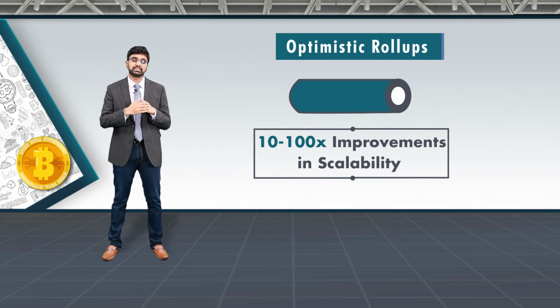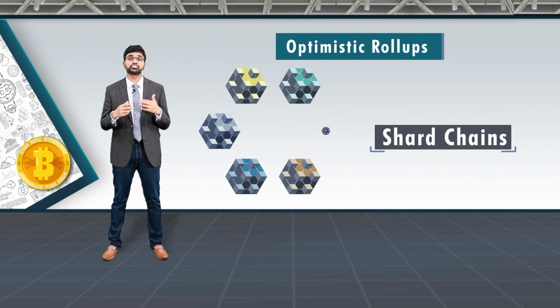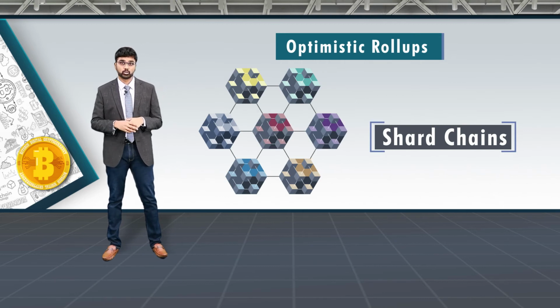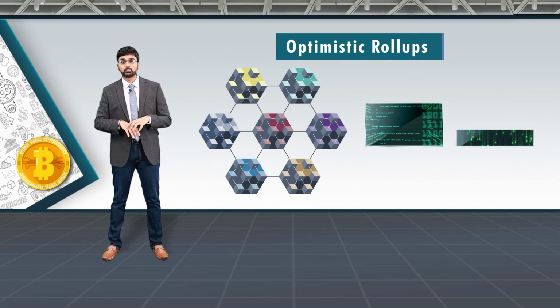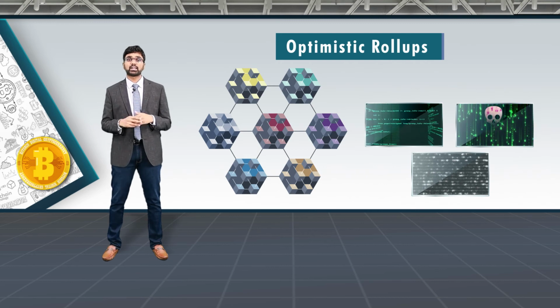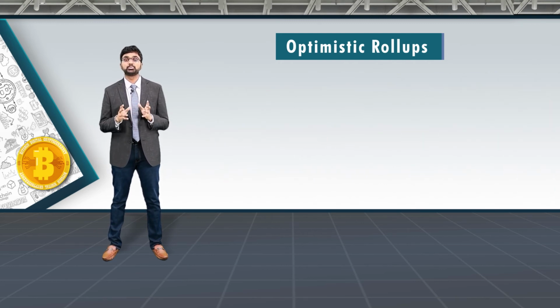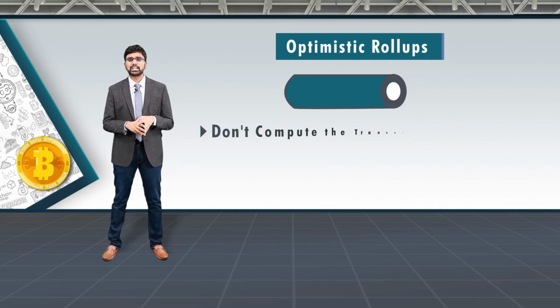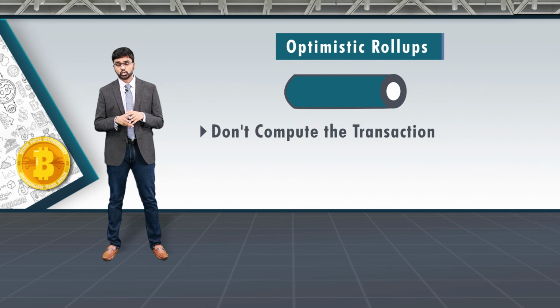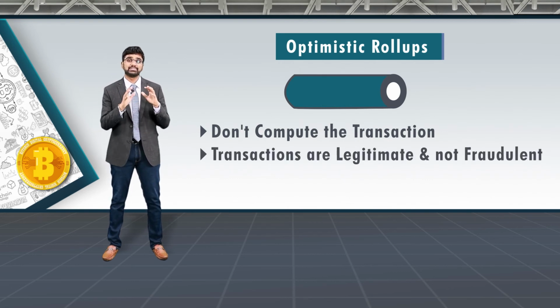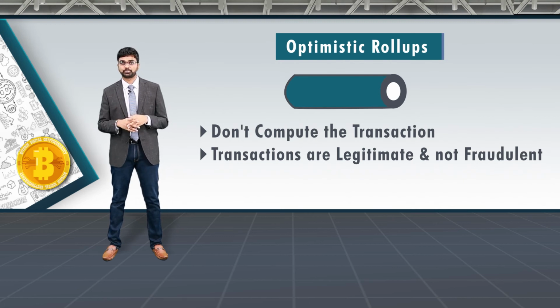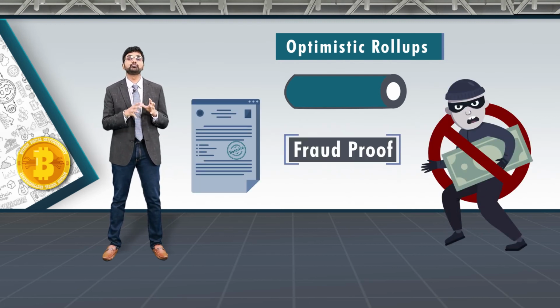This number will increase even more with the introduction of shard chains. We talked about sharding already. This is because there will be more data available in the event that a transaction is disputed. Now, how do we ensure that disputing transactions is taken care of? Optimistic rollups don't actually compute the transaction. So there needs to be a mechanism in place to ensure transactions are legitimate and not fraudulent. This is where fraud proofs come in.